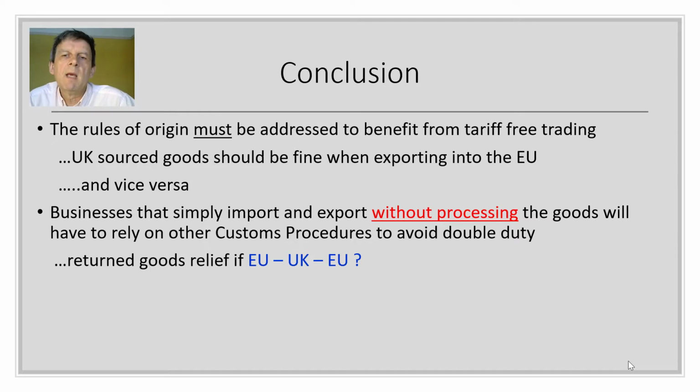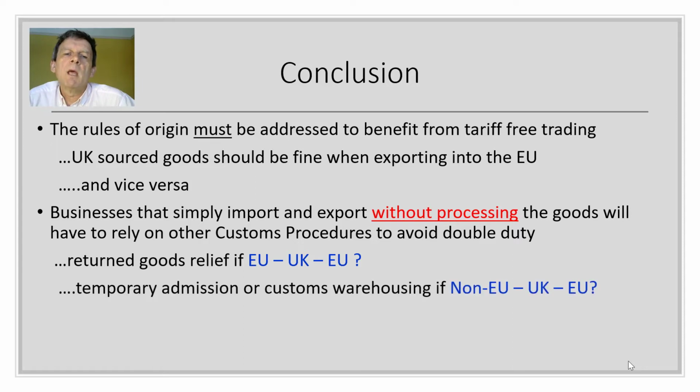But that is different. That's a procedure. That's a customs procedure. You could adopt temporary admission or customs warehousing. If you were going non-EU into the UK, not a lot being done with them in the UK, and then on into Europe, you can't say those goods are of UK origin because they're not. But I might be able to avoid duty, or the importer of record might be able to, by way of temporary admission or customs warehousing.